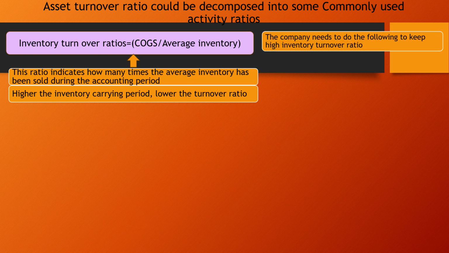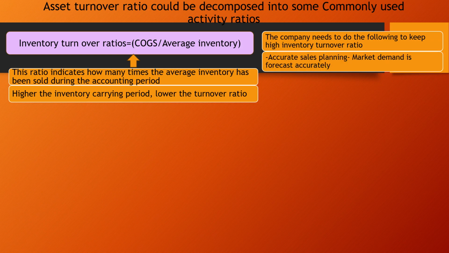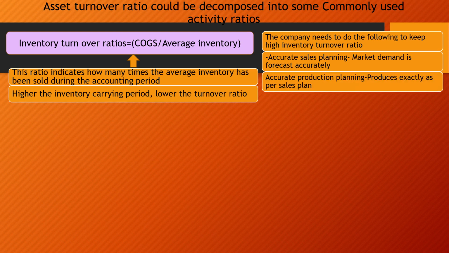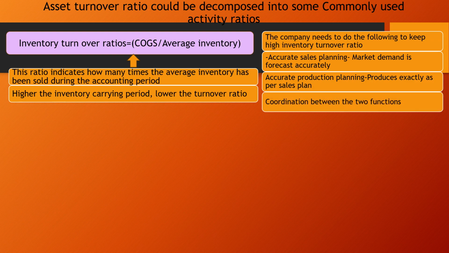The company needs to do the following to keep the inventory turnover ratio high. Accurate sales planning, that is the market demand is forecast accurately. Accurate production planning, that is the company produces exactly as per the sales plan. The coordination between the two functions of the sales planning and the production planning.